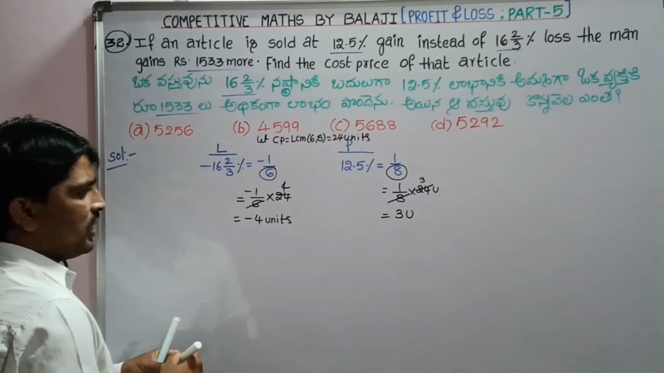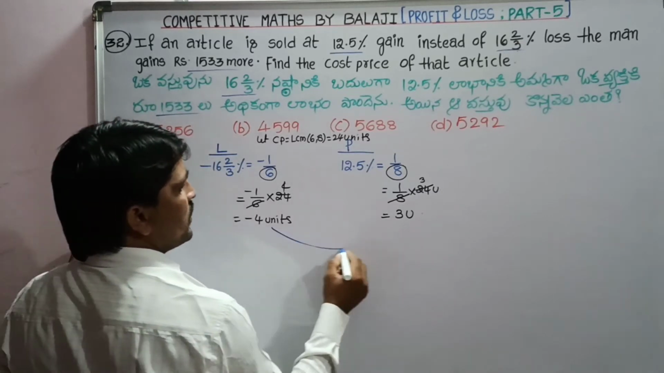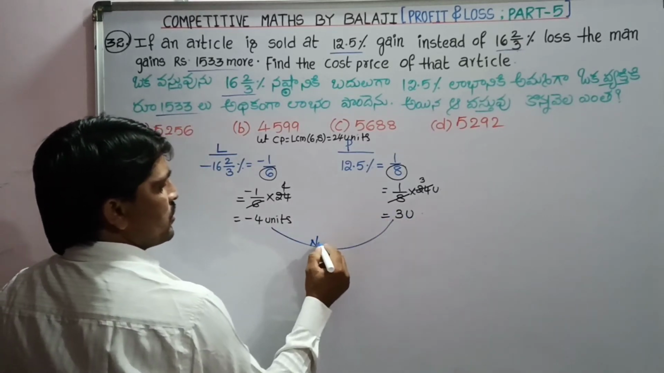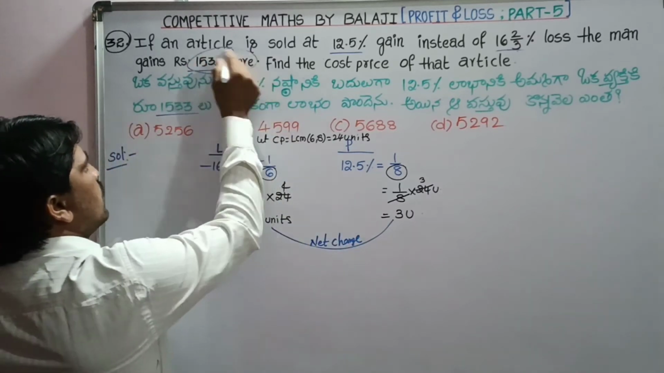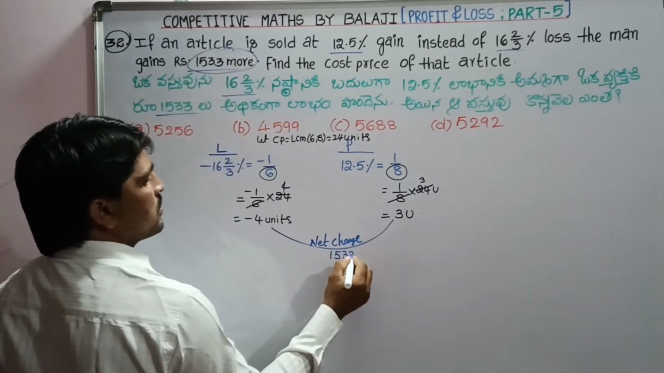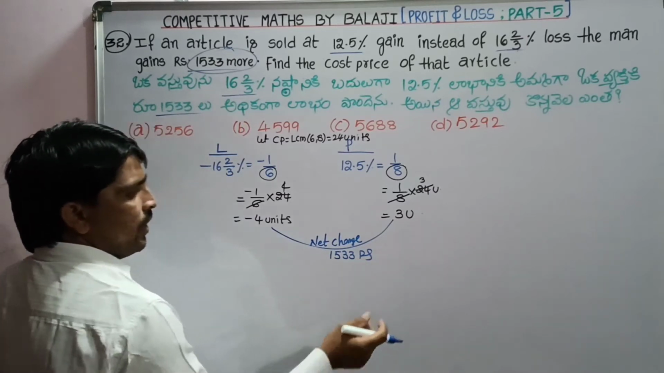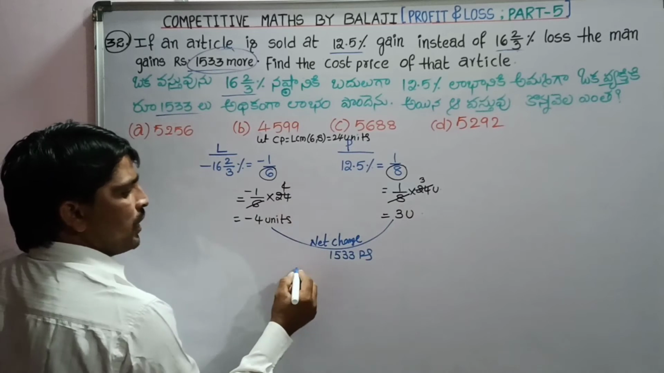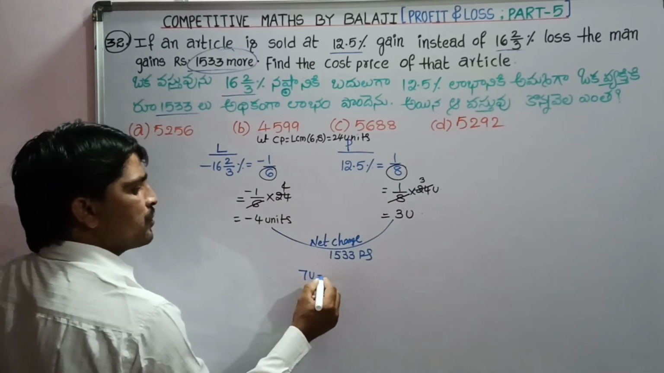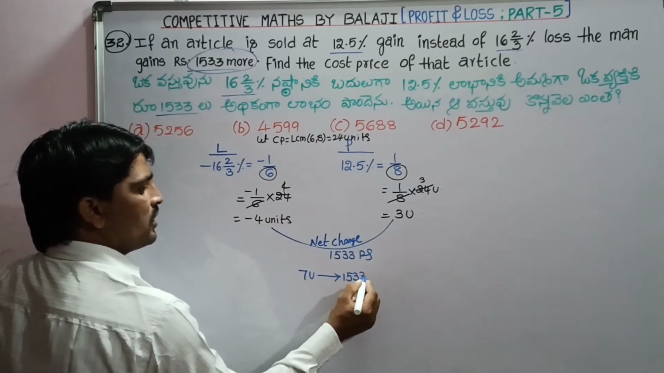So what is the net change? The net change between these two is 1533 rupees. That is the difference of these, 3 units and minus 4 units: 3 minus of minus 4, 7 units. So 7 units value is 1533 rupees.